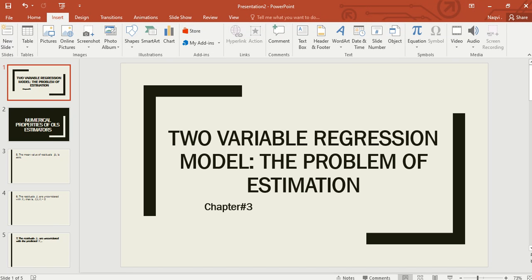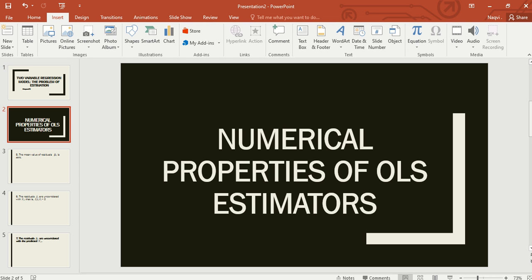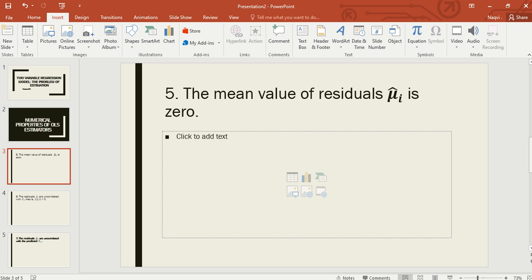This is a lecture from chapter 2, the two-variable regression model, the problem of estimation. In this lecture again we will be discussing the remaining numerical properties of OLS estimators. So continuing from the fifth property of OLS estimators, that is, the mean value of residuals, that is, mu i hat, is 0.